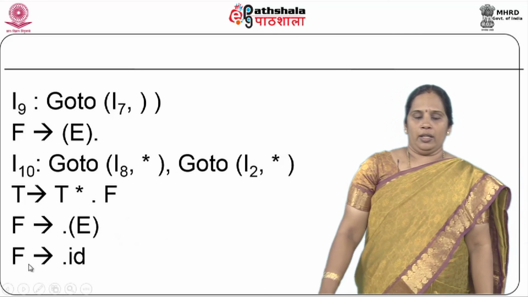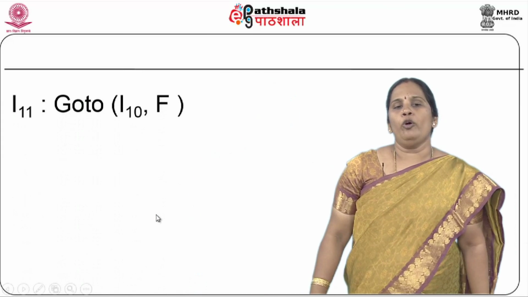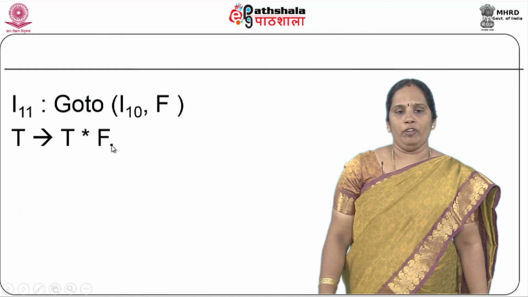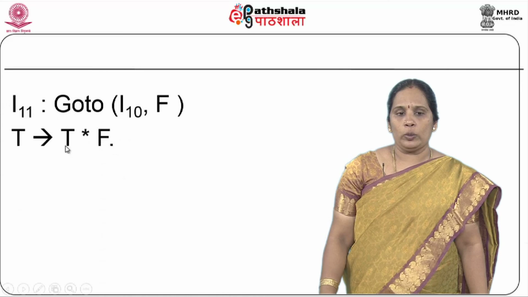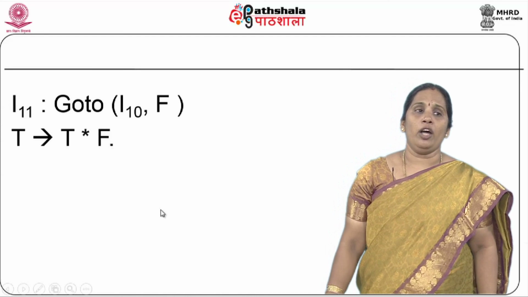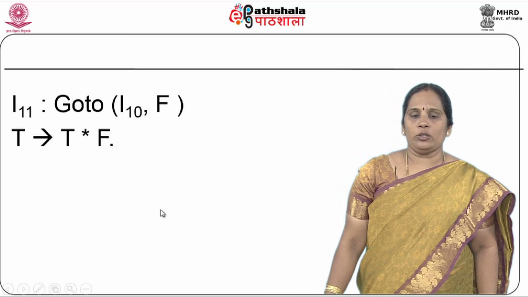So the ultimate aim is you have to keep on iterating until no more new items can be added. Finally, T produces T star F dot. So this is one more handle, because you look at it, there is a dot at the end. So this is how you construct the items for the SLR(1) parser, which is called the LR(0) items.